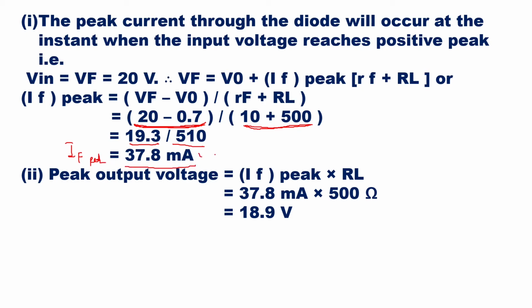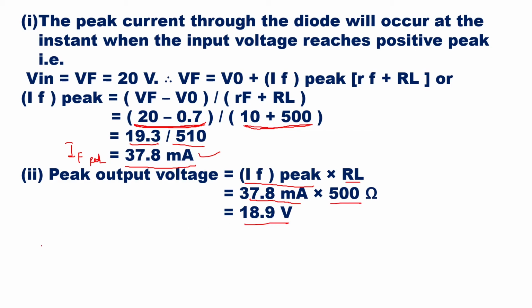And then here you see the peak current, IF peak, will be equal to 37.8 milliampere. Okay. Then the peak output voltage, how much it is? Then the peak output voltage is the current whatever you have got multiplied by the load resistance. So current whatever you have got is 37.8 milliampere, and the load resistance is 500. So the peak output voltage will be 18.9 volt.